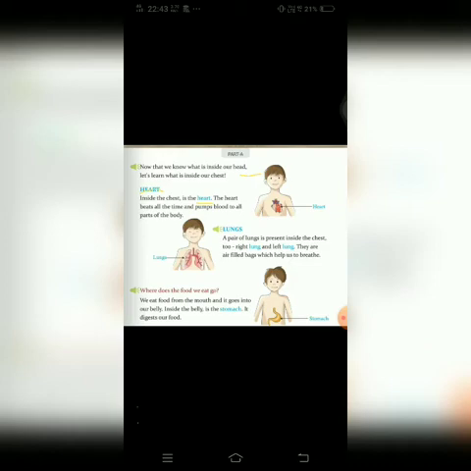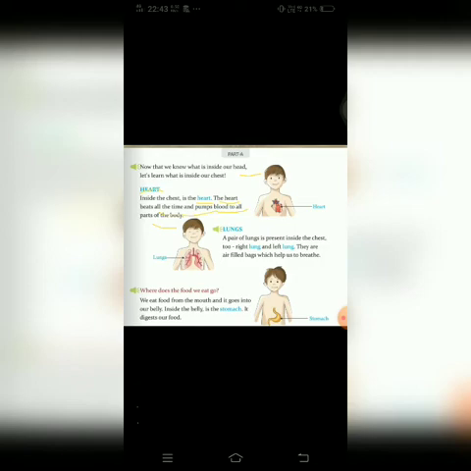Everyone, do one thing. Put your hand on the left side of the chest. Could you feel something beating there? Yes, on the left side of the chest we have our heart. The heart beats all the time and pumps blood to all the parts of the body.